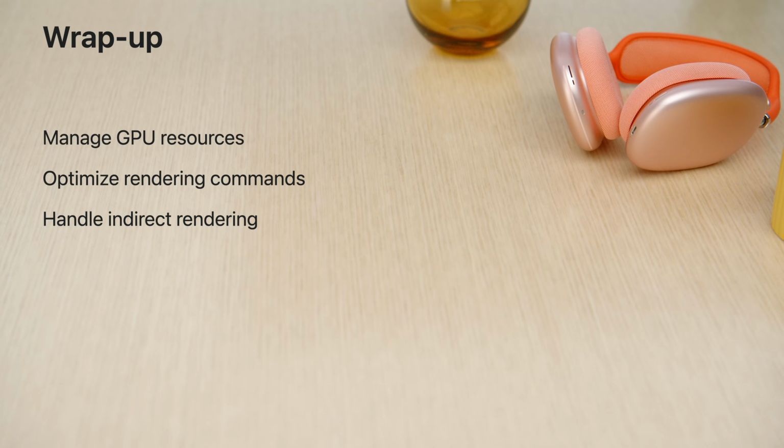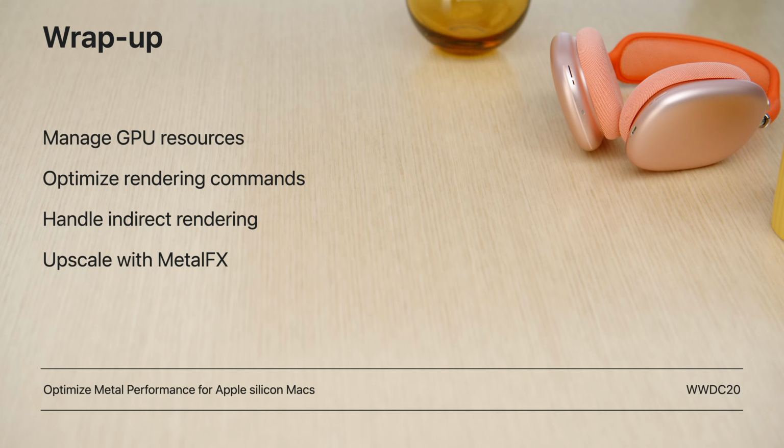Let the GPU decide for itself what work to do by implementing indirect rendering, which can be the key for many modern rendering techniques. Up your rendering game by upscaling your renderings with MetalFX, which can save your app valuable time in the render loop. For more rendering tips and guidelines, check out Optimize Metal Performance for Apple Silicon Macs.